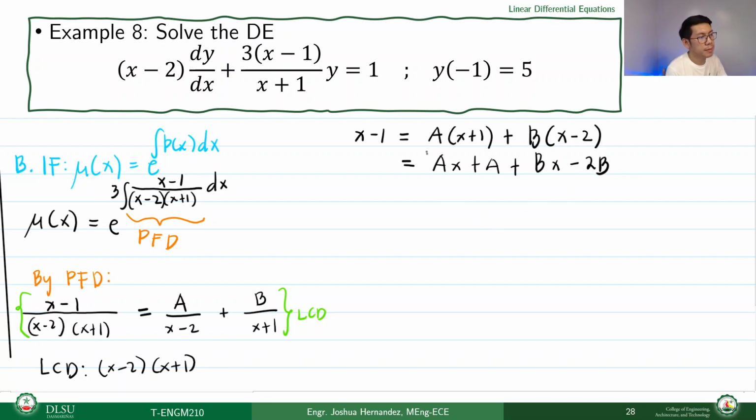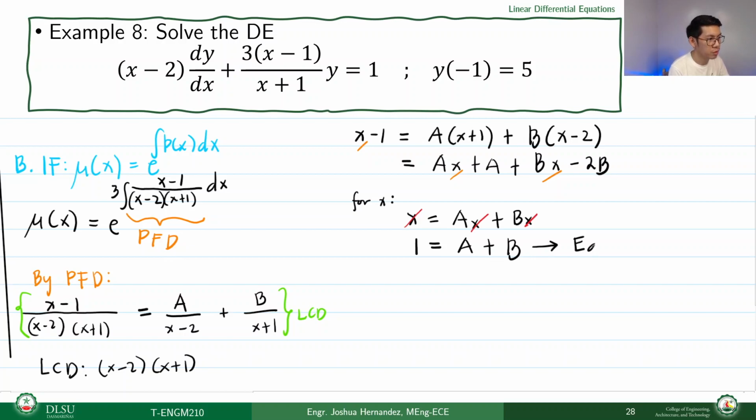So what happens here? We can actually solve this equation. We'll have two equations and two unknowns. Let's get an expression for x, combining all the x's. What we do is group together all the similar terms, in this case our x terms. So we'll have x equals ax plus bx. You can notice that x can be cancelled here, and we'll arrive at an equation that is 1 equals a plus b. Let's call this equation 1.